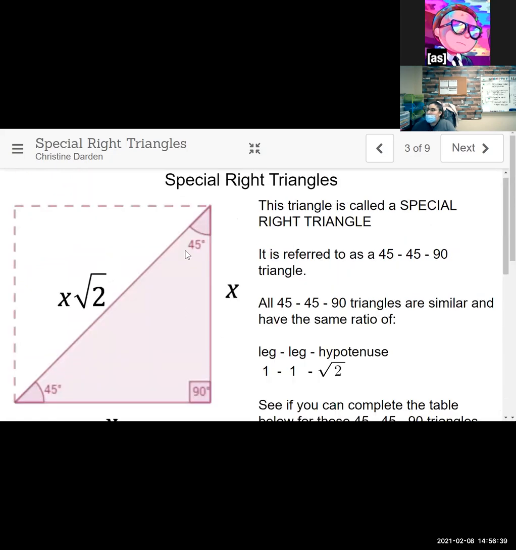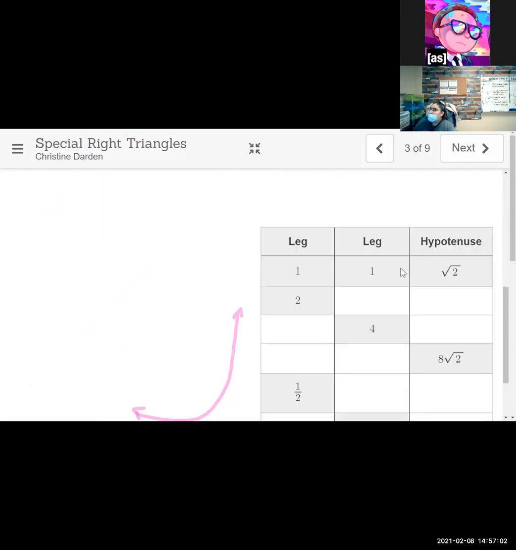Remember that it follows a pattern. The legs are always going to be the same. And the hypotenuse is always equal to that measurement times the square root of 2. So I'm going to give you about 10 minutes to work on slides 1 through 3, where you are asked to identify the missing measurements in the table. Let me know if you have questions as I walk around the room.